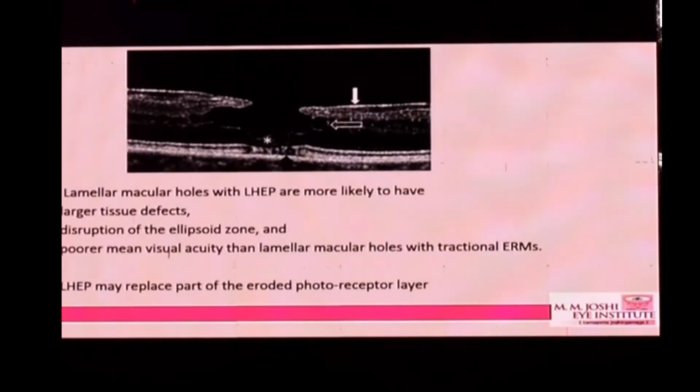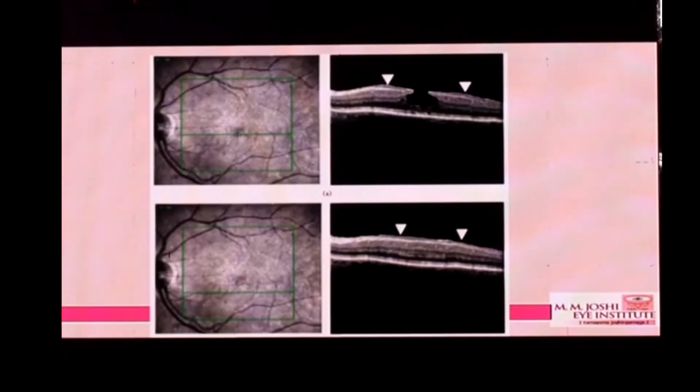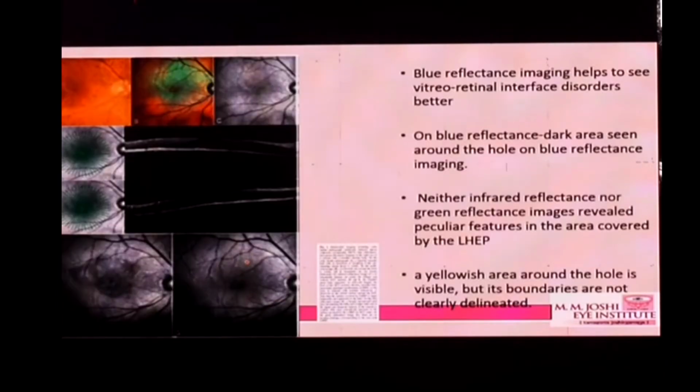So this is how the LHEP looks. It's a small hyperreflective membrane here, with larger tissue defects, disruption of the ellipsoid zone, and poorer mean visual acuity than lamellar holes without LHEP, that is with tractional ERMs. This is another representative case where it's not just when you cut at the section of the hole, but also a large area which covers along here. I will show it in the next slide.